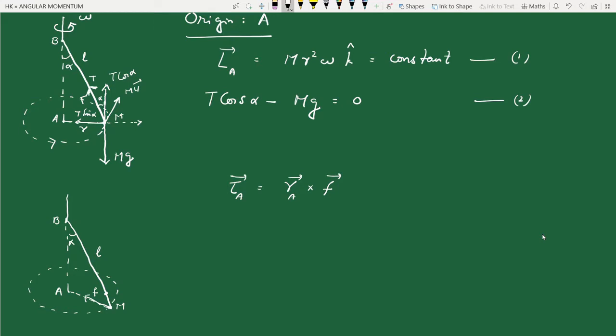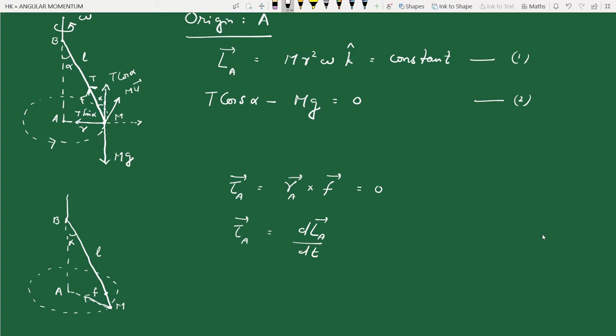This torque, from the figure, is r cross F. But from the figure you can see that r and F are along the same line, anti-parallel to each other. The angle between them is 180 degrees, so this is nothing but 0. So if torque is 0, then considering the relationship between torque and angular momentum, torque is equal to the rate of change of angular momentum. We know that this is the relationship.